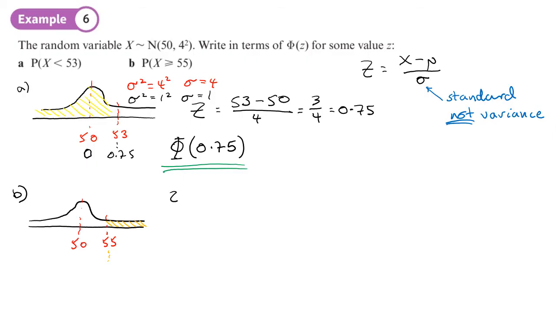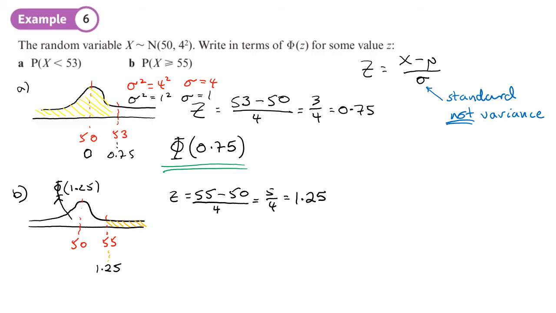So again, the equivalent z value is equal to the x value that we have, which is 55, minus the mean, divided by the standard deviation. So that will give you 5 over 4, which is 1.25. So the equivalent z value here would be 1.25. So the area up to this point as a z value would be phi of 1.25. So that's the area of that bit.